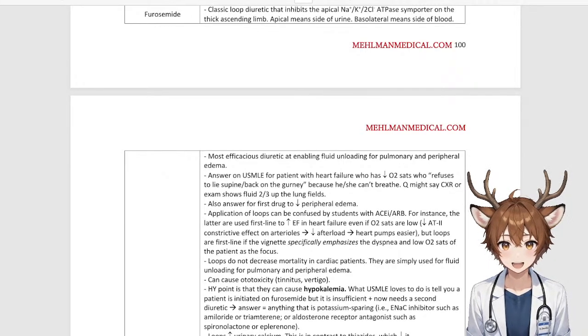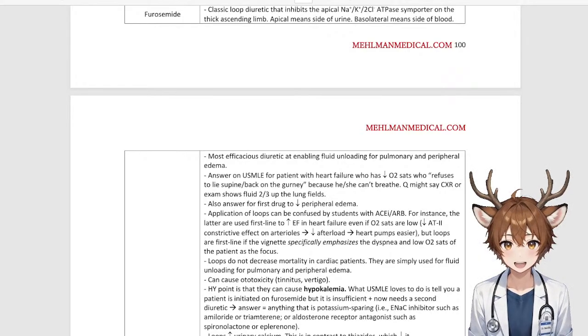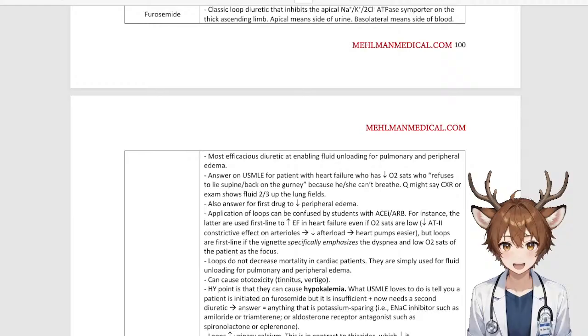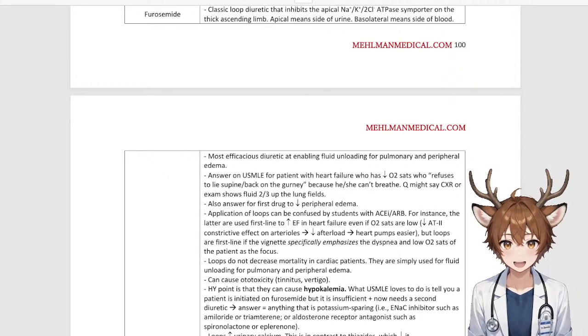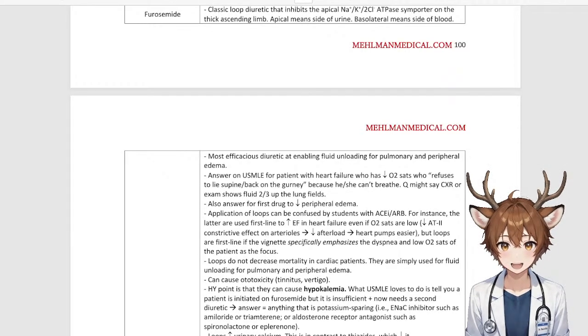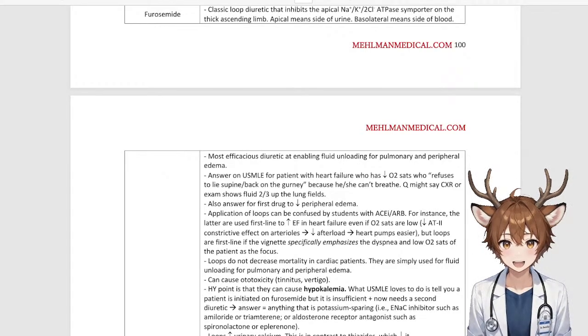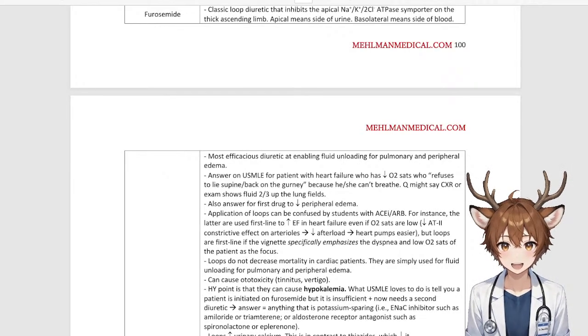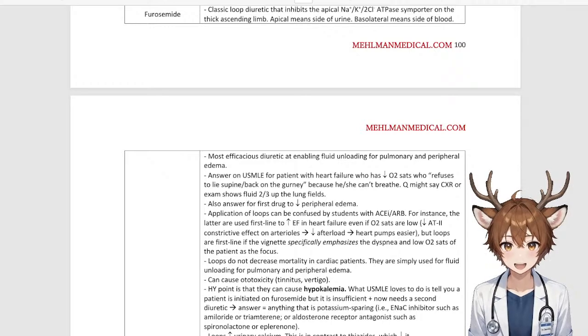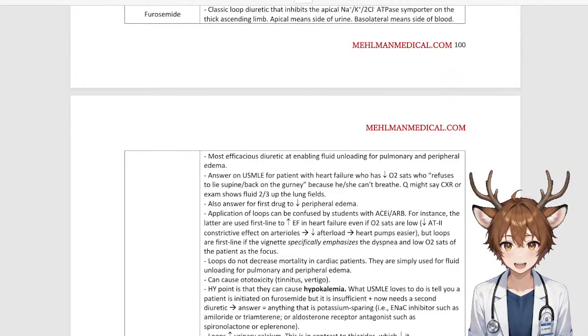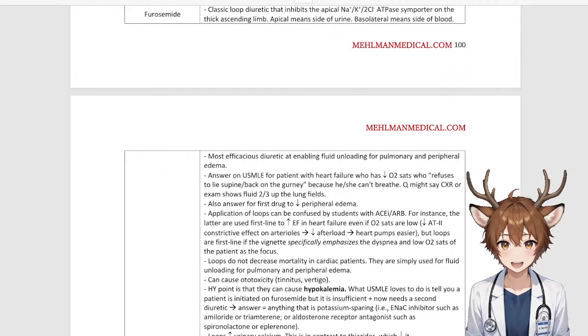Application of loops can be confused by students with an ACE inhibitor or angiotensin receptor blocker. For instance, the latter are used first line to increase the ejection fraction in heart failure even if O2 saturations are low. That is to say, a decreased angiotensin II constrictive effect on arterioles causes a decrease in afterload, so the heart pumps easier. But loops are the first line if the vignette specifically emphasizes the shortness of breath and low O2 saturation of the patient as the focus.